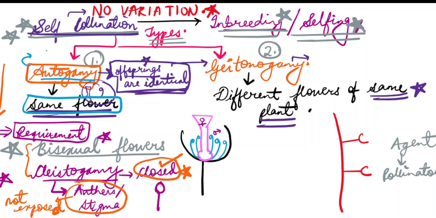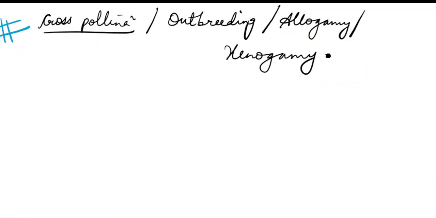If it is occurring in the same flower, there is no need of a pollinator. Okay, you should also start writing these things in your notes. You should also make some colorful flow chart diagram, so that it will be easier for you to remember things. Okay, so let's come here.